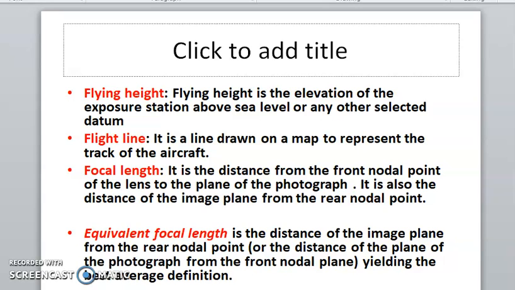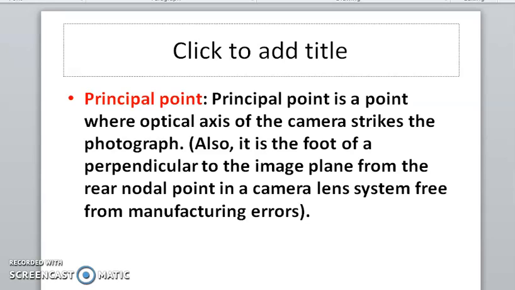Focal length is the distance from the front nodal point of the lens to the plane of photograph. It is also the distance of the image plane from the rear nodal point. Equivalent focal length: the distance of the image plane from the rear nodal point, yielding the best average definition. Principal point is the point where the optical axis of the camera strikes the photograph. Also it is the foot of the perpendicular to the image plane from the rear nodal point of the camera lens system, apart from manufacturing error.